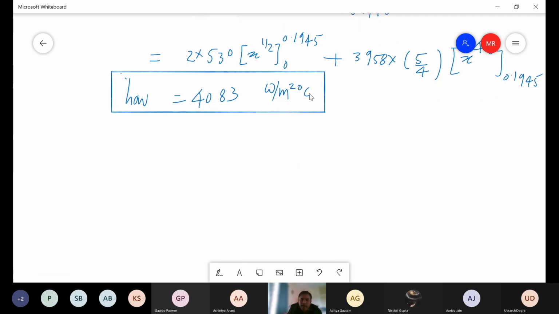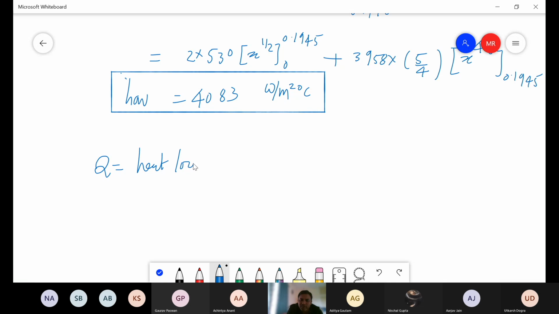Okay. Now let's look at the last part. What is being asked is how much heat should be continuously supplied to the plate in order to maintain the temperature of the plate at 70 degrees Celsius. So what will be the heat loss? Heat supplied to the plate will be the heat loss, do you all agree? Whatever heat is lost to the fluid should be supplied continuously to the plate to maintain it at 70 degrees Celsius.